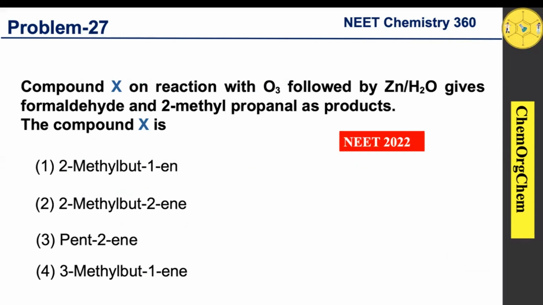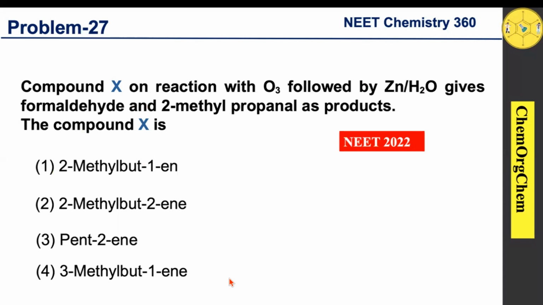According to this question, compound X on reaction with ozone followed by zinc and water gives formaldehyde and 2-methylpropanal as products. The compound X is... Here you can see that four compound names are given. Let's solve together to find which one is the correct option for this question.